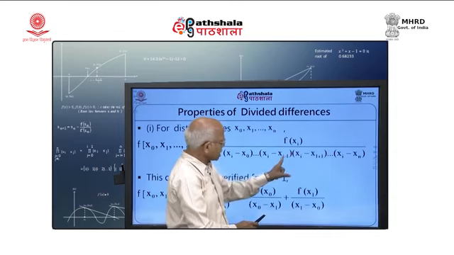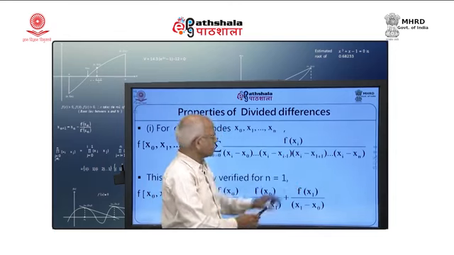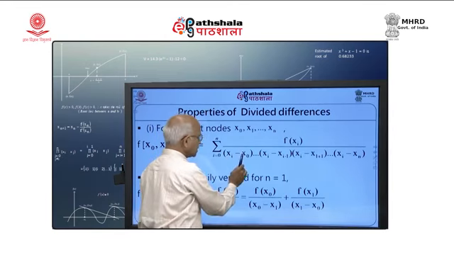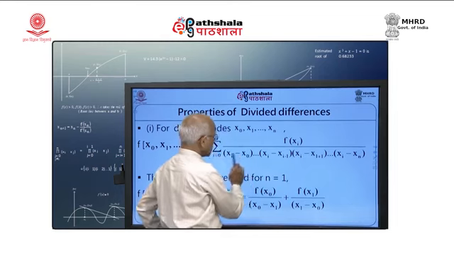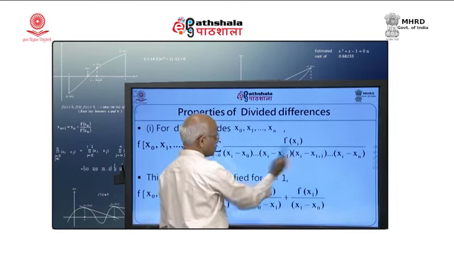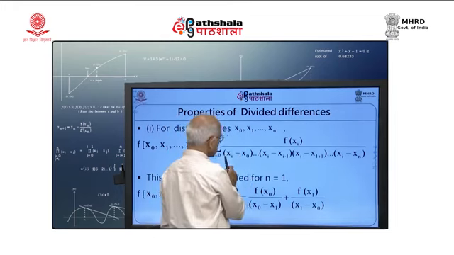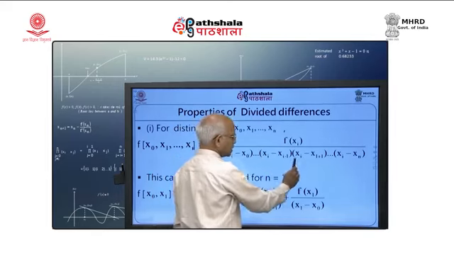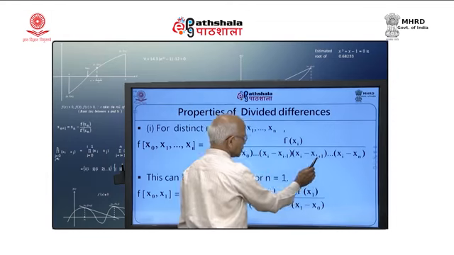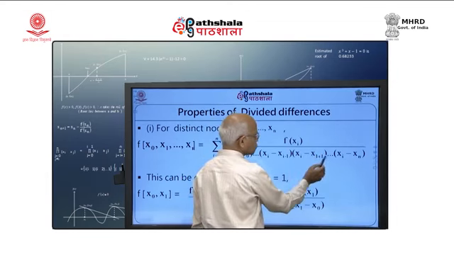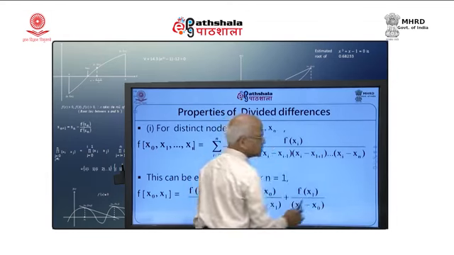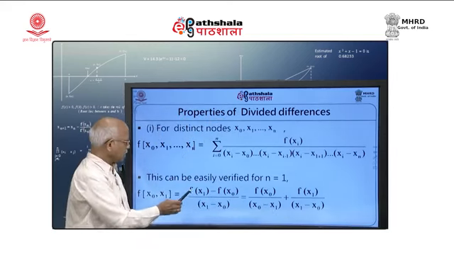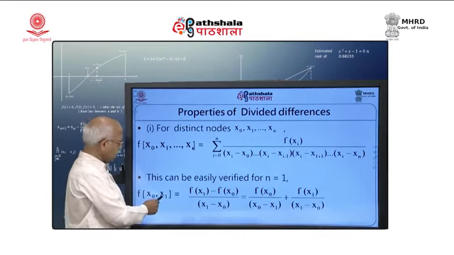when there is x i here, x i minus x i will not be appearing here, and f x i will appear here. Then all the remaining nodes we can subtract, and you can have different factors like that. I will be getting x i minus x 0 up to x i minus x i minus 1, then x i minus x i plus 1, this should be i plus 1, not 1 plus 1, and x i minus x n. So, that is how we will be getting it, and this can be easily verified for n equal to 1.